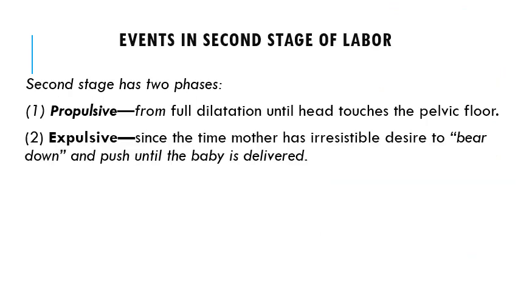Now let us discuss the events which take place in the second stage of labor. So one is the propulsive phase, which is the phase from full dilatation of the cervix to the stage when the head touches the pelvic floor. And next is the expulsive phase, where the mother has the desire to bear down and push until the baby is delivered.